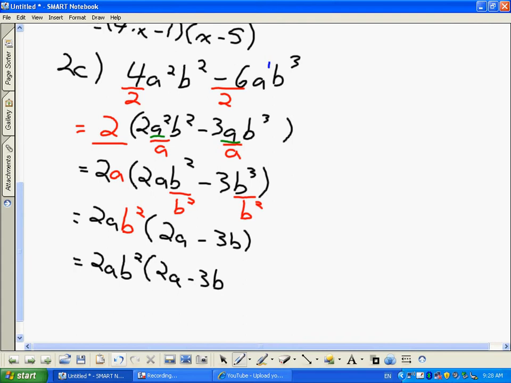(2a minus 3b). Now, I took many steps to solve this. Many of you did this in one. That's fine. You don't have to show all of these, okay? Only reason I did it is so you guys can understand how you can separate it, okay?